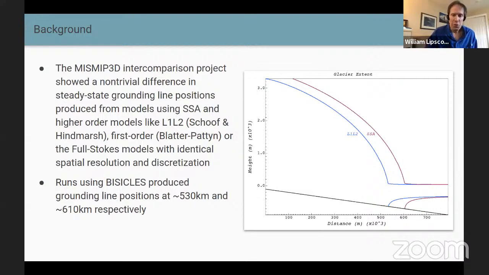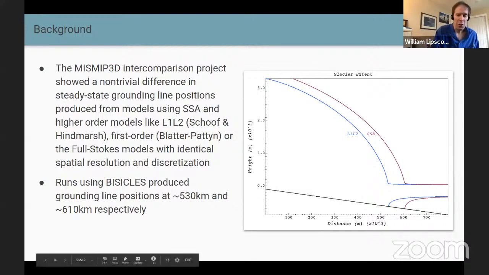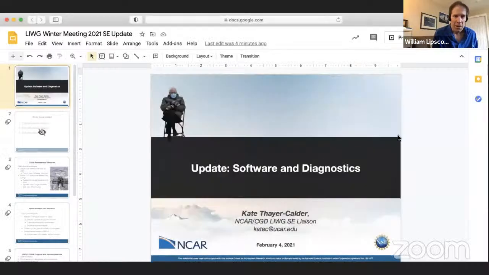We'll now move on to a series of model update talks, starting with the Land Ice Working Group Software Liaison, Kate Thayer-Calder. Kate's going to give us an update on recent and future work related to software engineering and model diagnostics. Whenever you're ready, Kate.